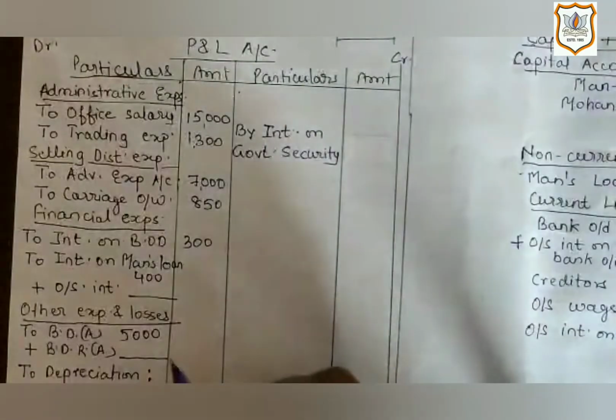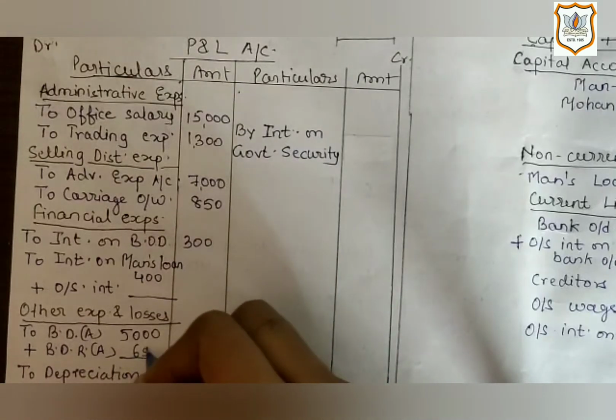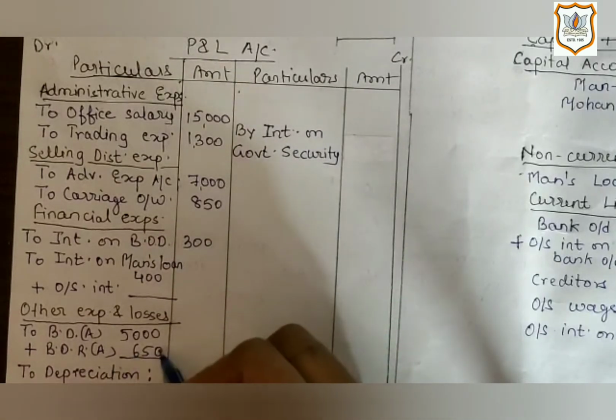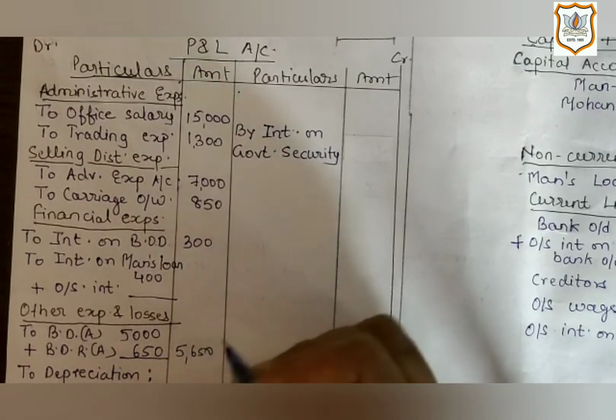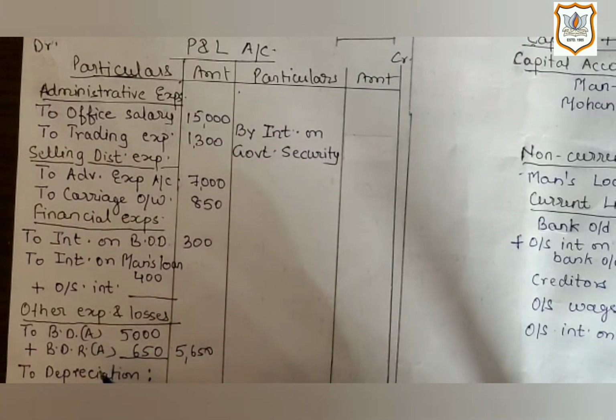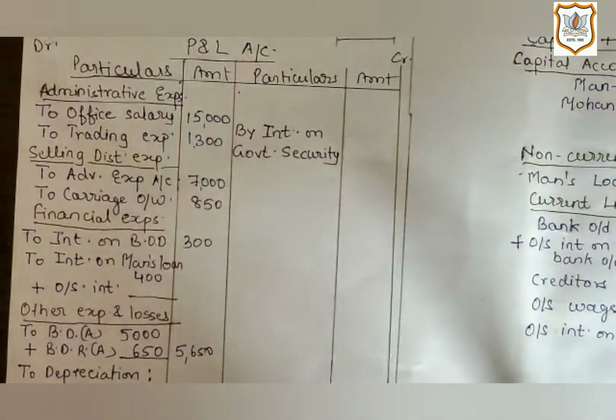Now, second effect of it would be on debit side of profit and loss account, 650. In outer column, we will get 5,650. As bad debt reserve is possible, or we can say it is expected loss. That's why it will appear on debit side of profit and loss account.